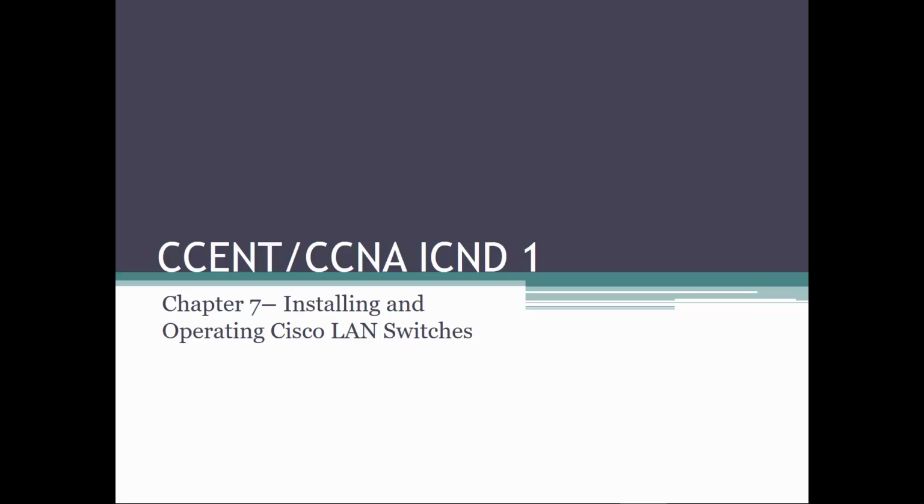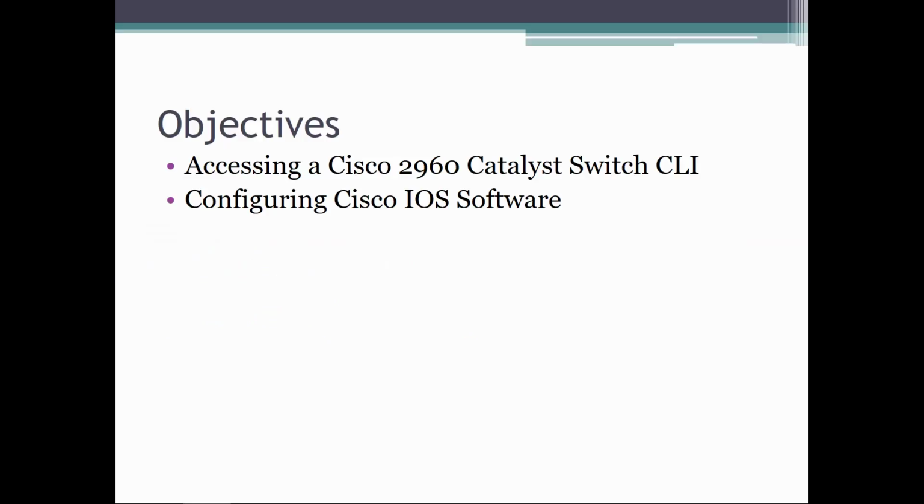Alright, so keep in mind this is from the Odom 2013 Cisco CCENT CCNA ICND1 100-101 exam. In this chapter we're going to be looking at accessing a 2960 and doing some basic configuring for a Cisco iOS.